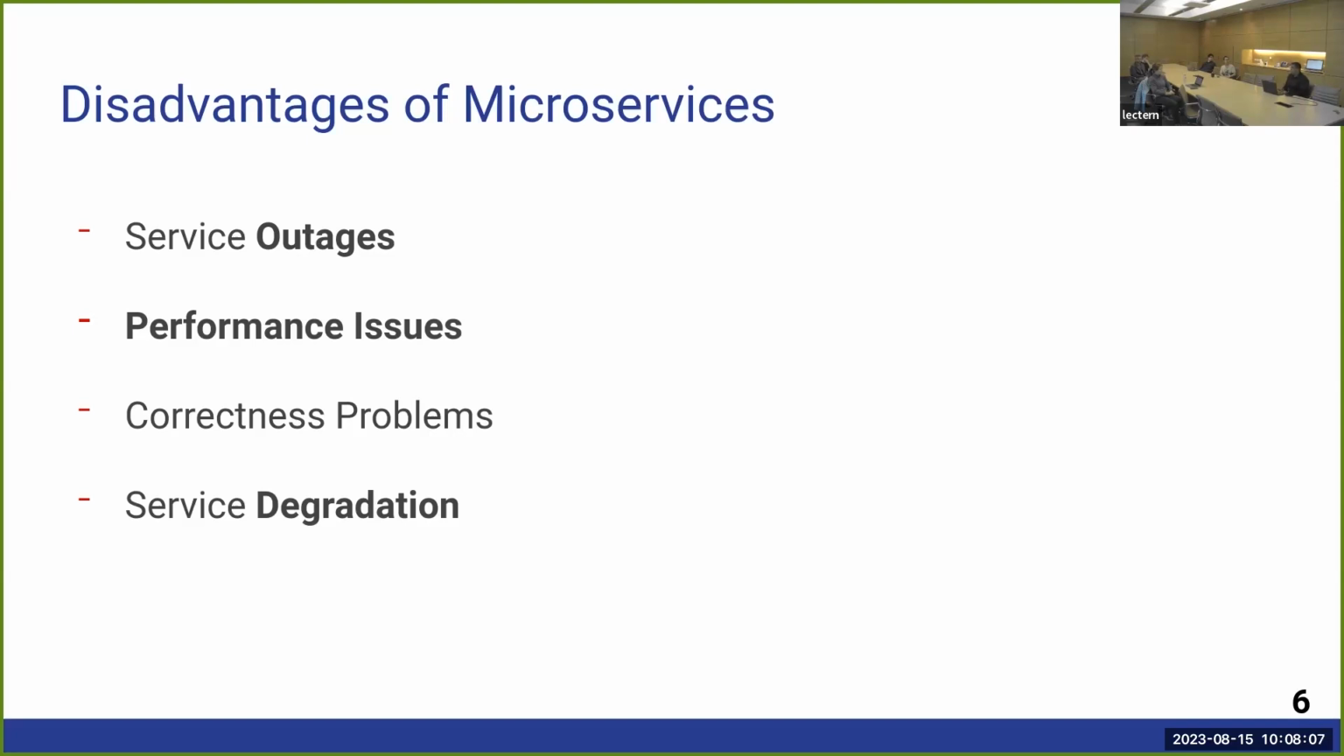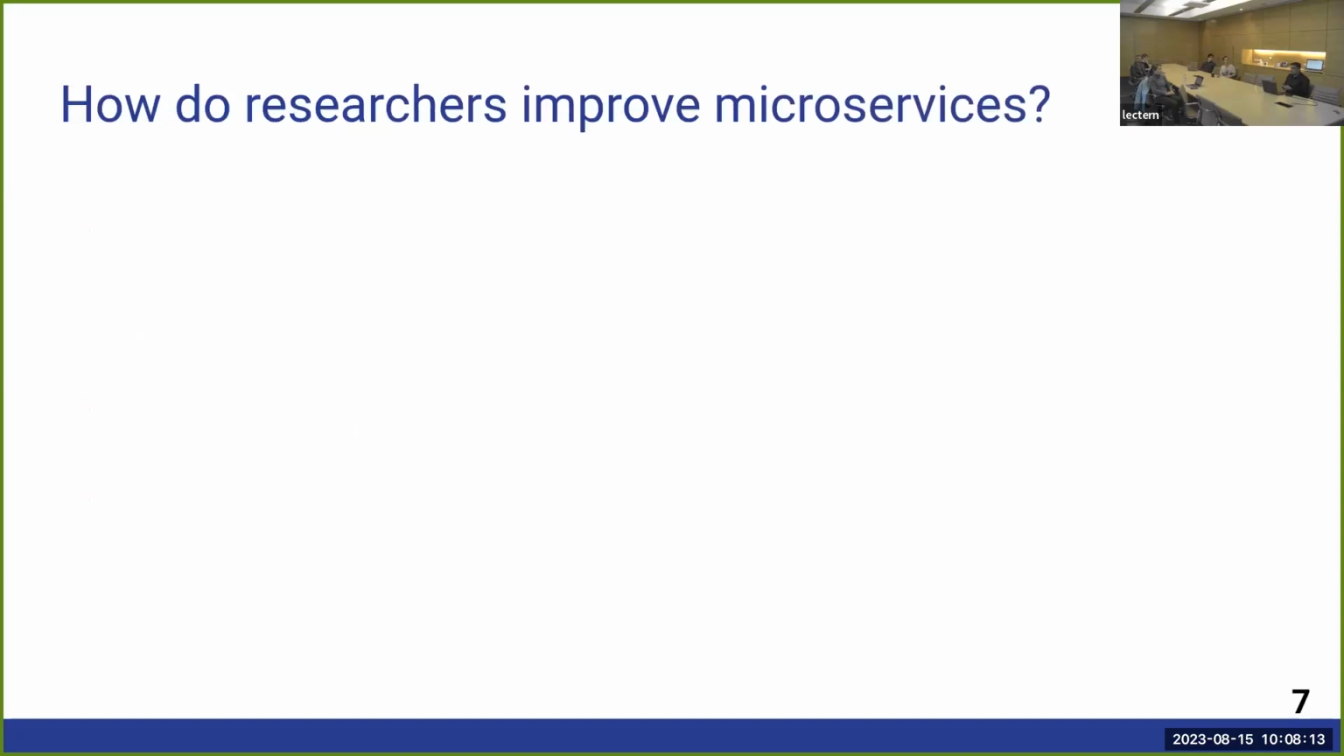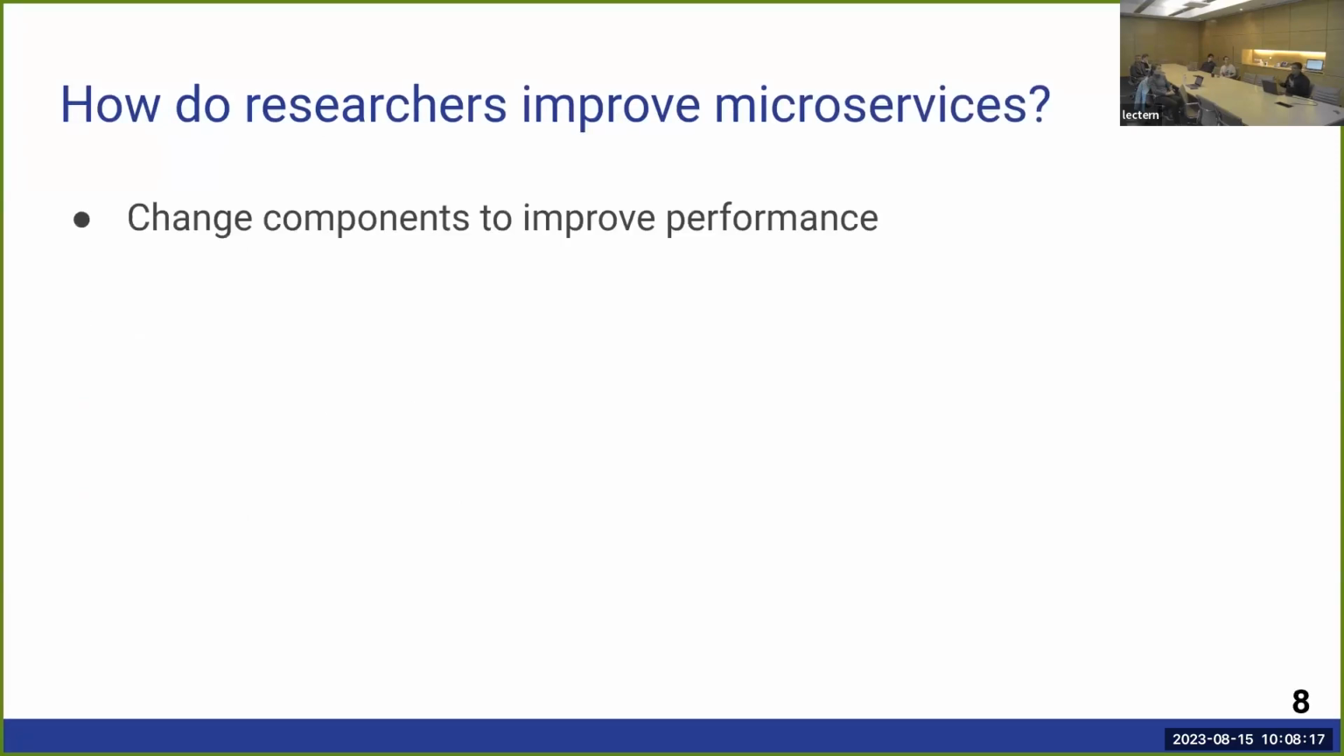So I guess the question here is: are these disadvantages inherent, or can we do something about them? There are multiple ways that researchers think about improving microservices. First, by just changing components in the microservice application to improve performance. An example would be simply replacing the RPC framework or communication framework. Of course, that would require a lot of work, but hypothetically, it's not too difficult to imagine someone saying, oh, I just want to use Thrift instead of gRPC or vice versa, right?